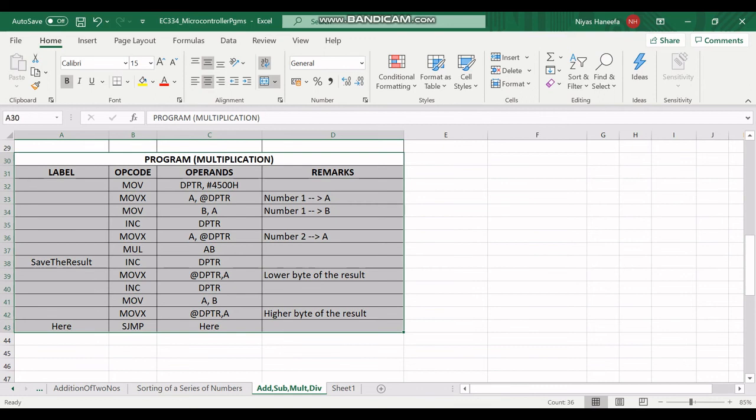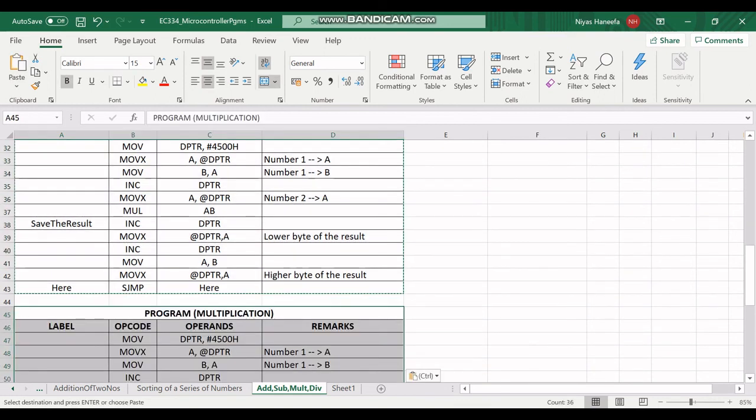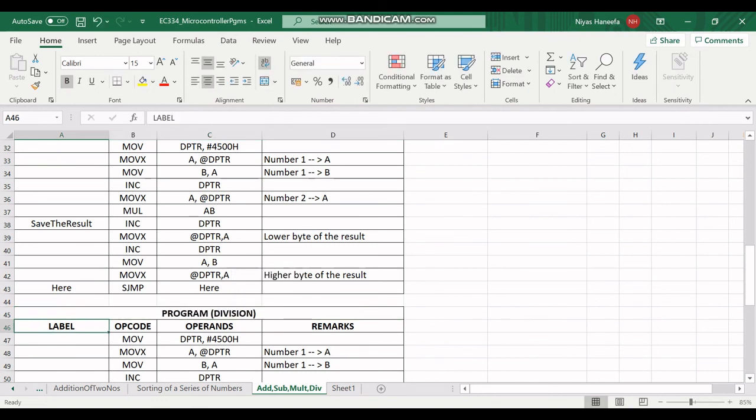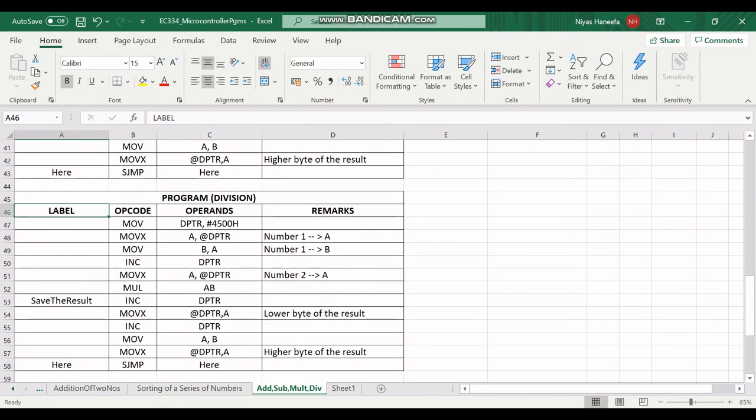Now let's do division. Control C, Control V. So this is the division program. A by B, so number 1 by number 2. We are having number 1 in A, number 1 in B, DPTR, number 2 in A. Let's put it like this: the first number is the dividend. A by B is what we are doing. Whatever we are having in B is the divisor, and in A we are having the dividend.